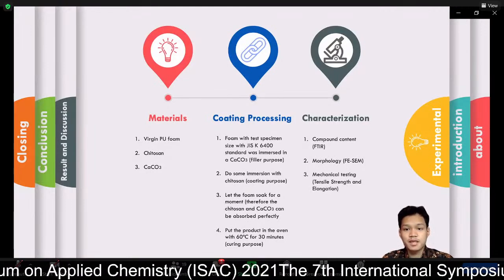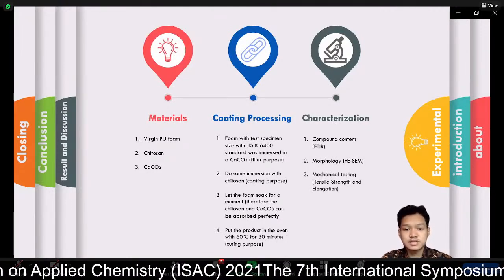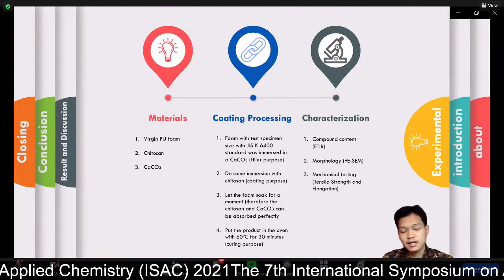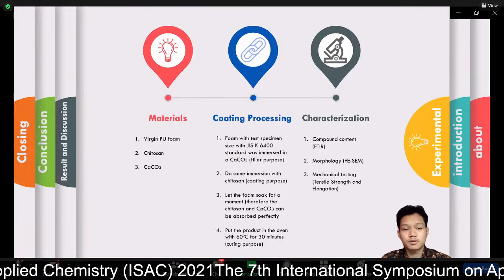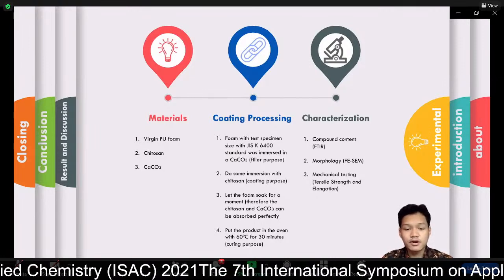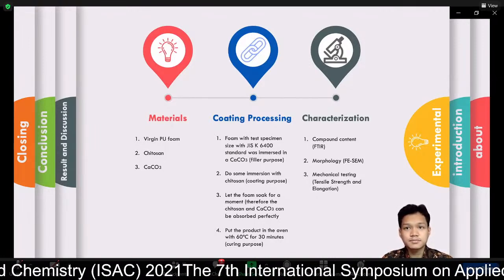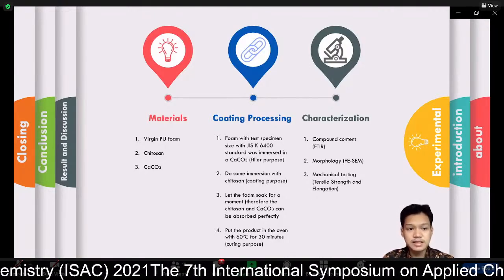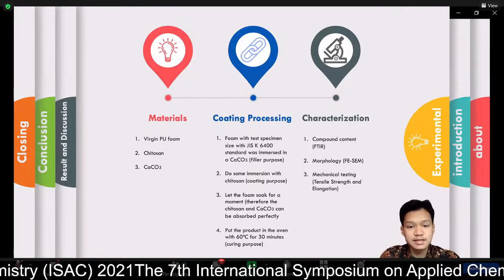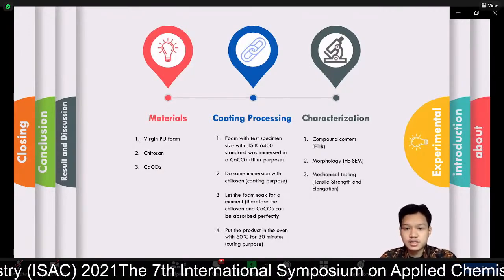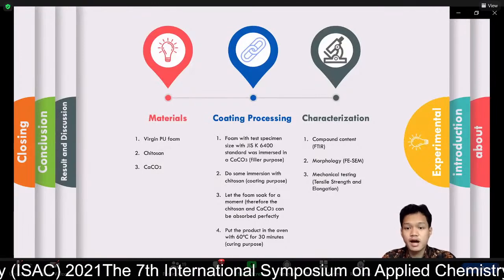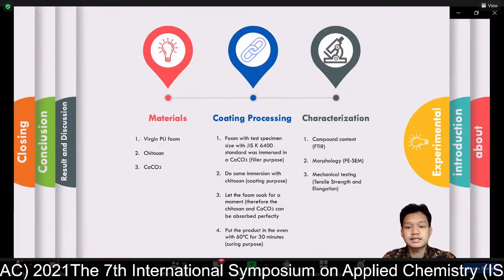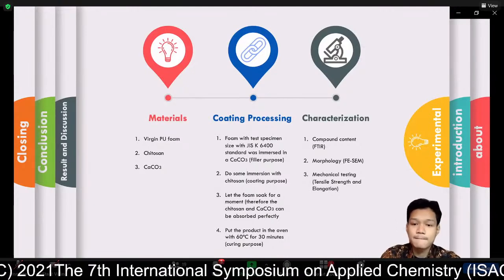as the basic heat and the basic time for curing purpose. We use it for some variables, and we can see it in the table on the next slide. For the characterization, we use compound content, FTIR, and morphology with FESEM, and mechanical testing with UTM and elongation.